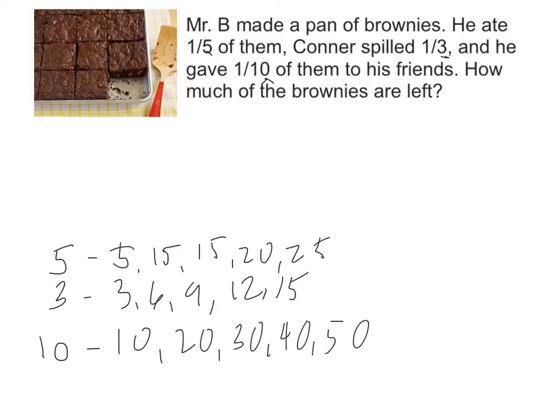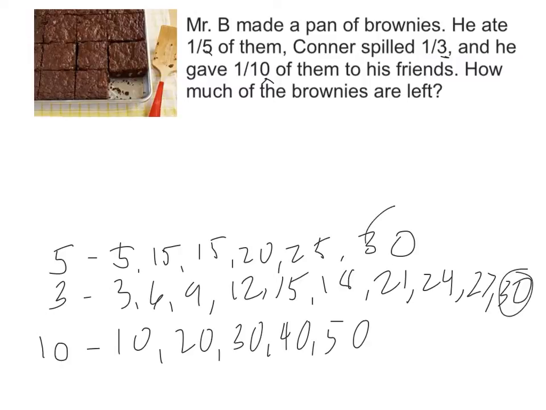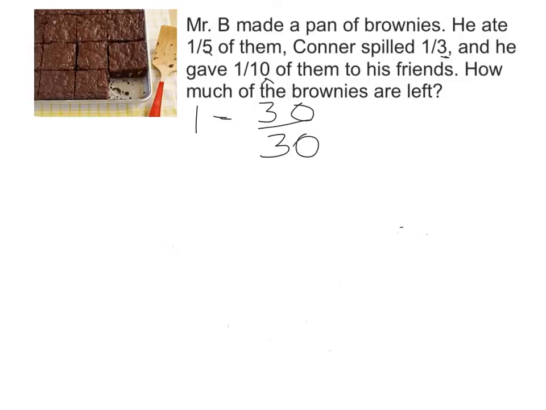Now I don't see a match between all three, so let's extend these out a couple more. Let's see a 30, and then 18, 21, 24, 27, and 30. So I see they do all have a 30 in common, so that one pan of brownies is going to actually be represented by 30 over 30. Alrighty, so we've now determined that the one pan is going to be represented as 30/30ths.